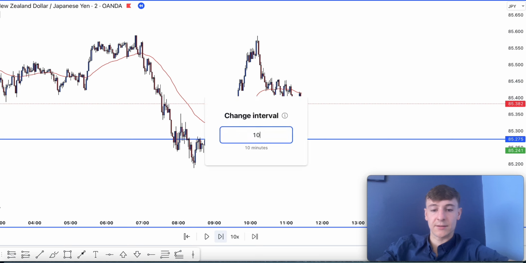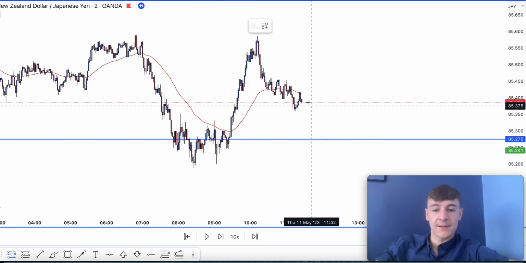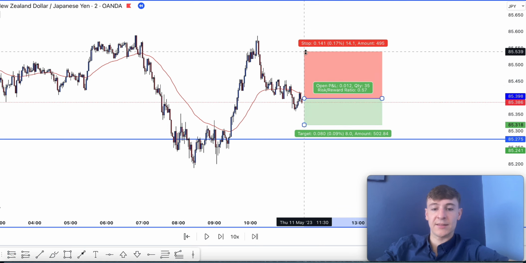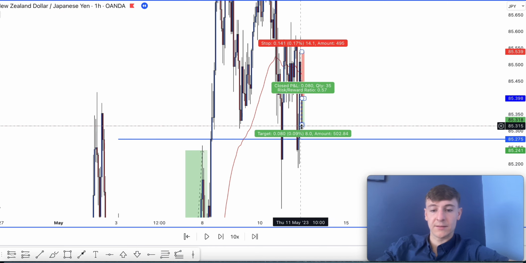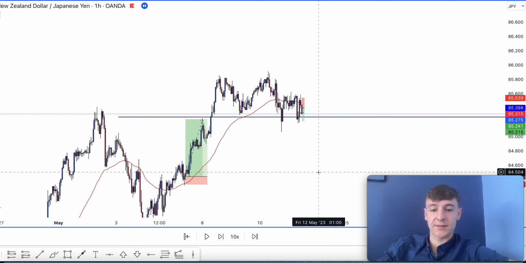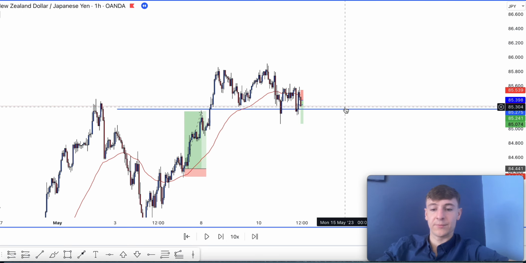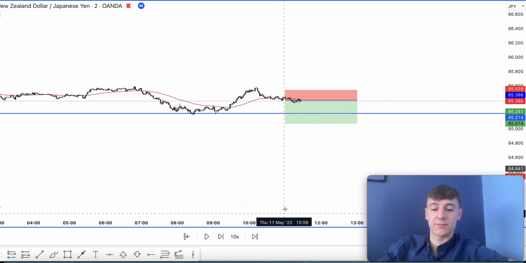Retest, there we go. Okay, 10-minute. What's the 10-minute saying? Okay, we're bearish on that. So we'd enter here, stop just at that high. Target would be the lows down here. Obviously, this risk reward isn't actually the best. We could target that low there. We've got to be careful. Obviously, with this strategy, you'd probably want a 2 to 1 minimum.